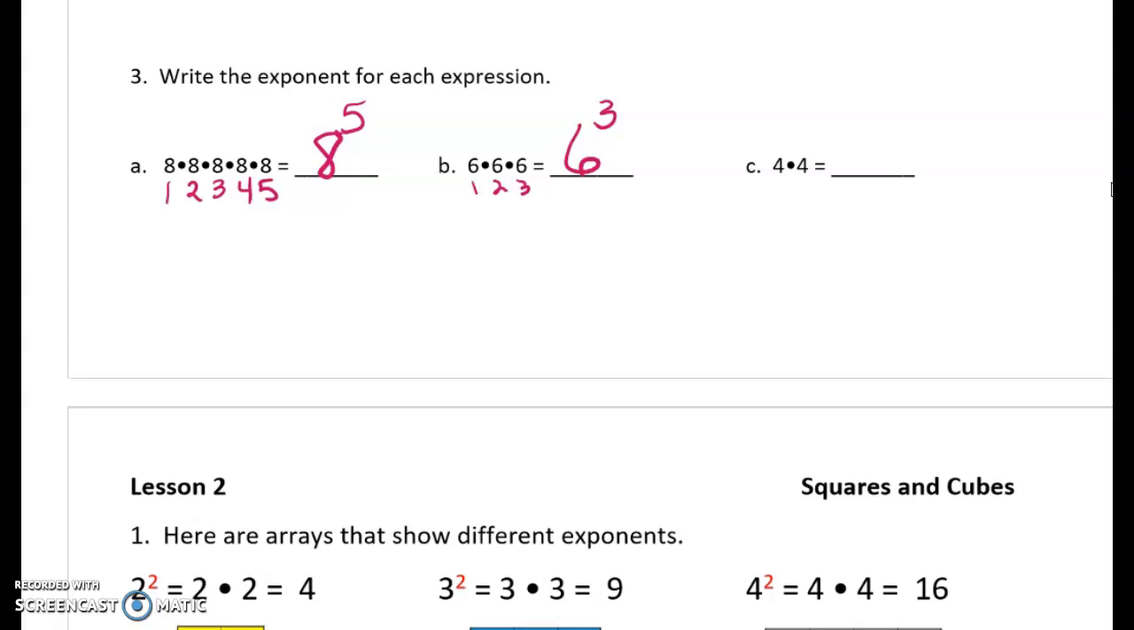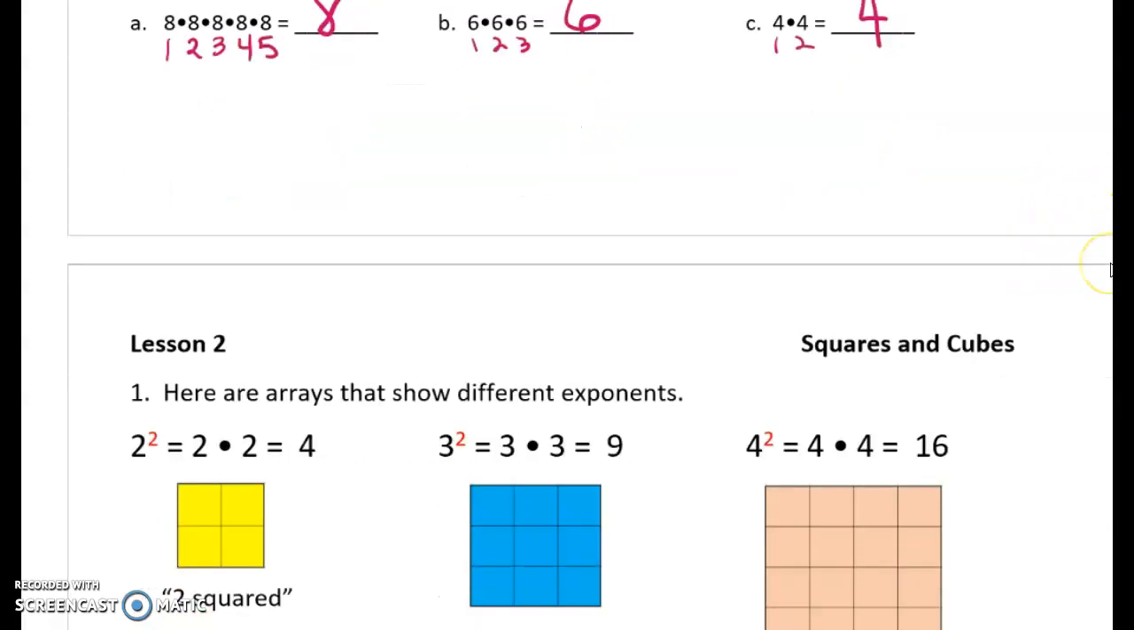And C, 4 is my base number. I multiplied it by itself 2 times. So 4 to the 2nd power. So that was 1 time and 2 times. Okay, so that is writing the exponent for each expression.